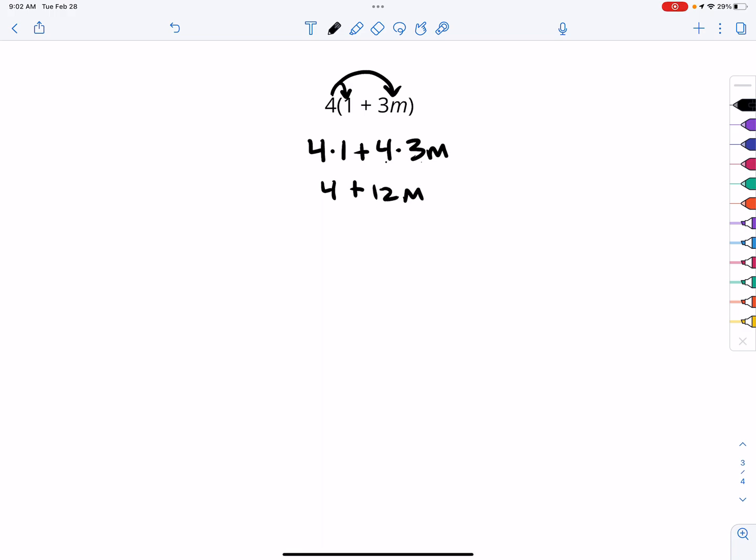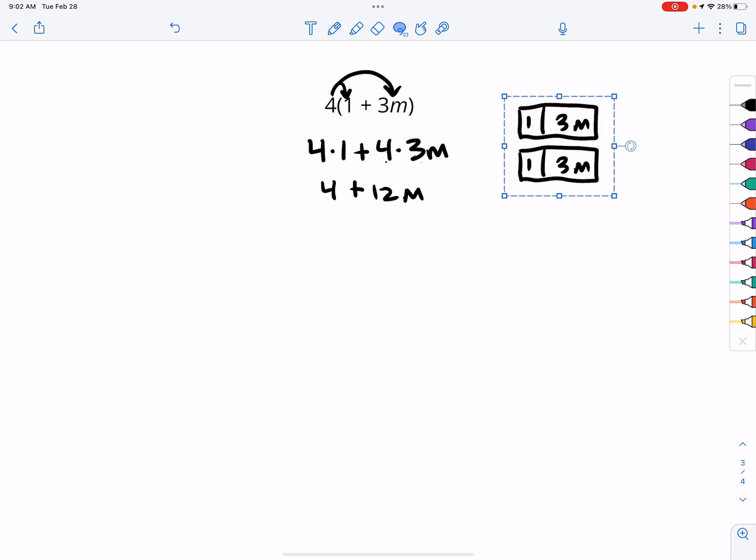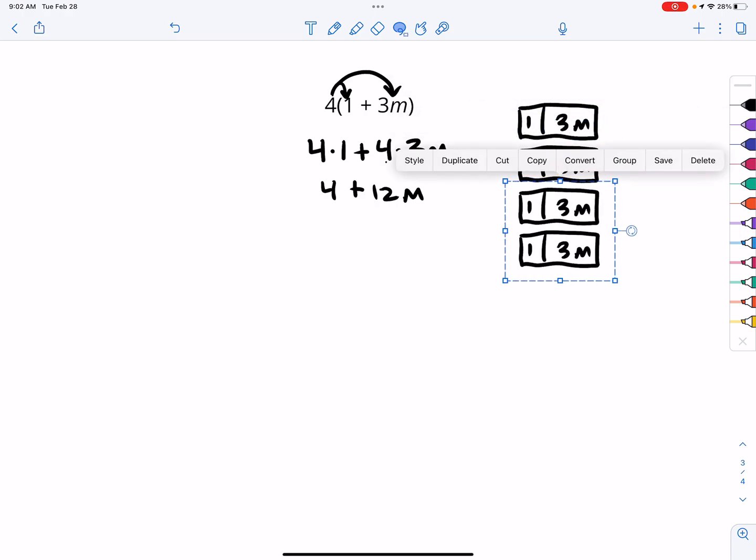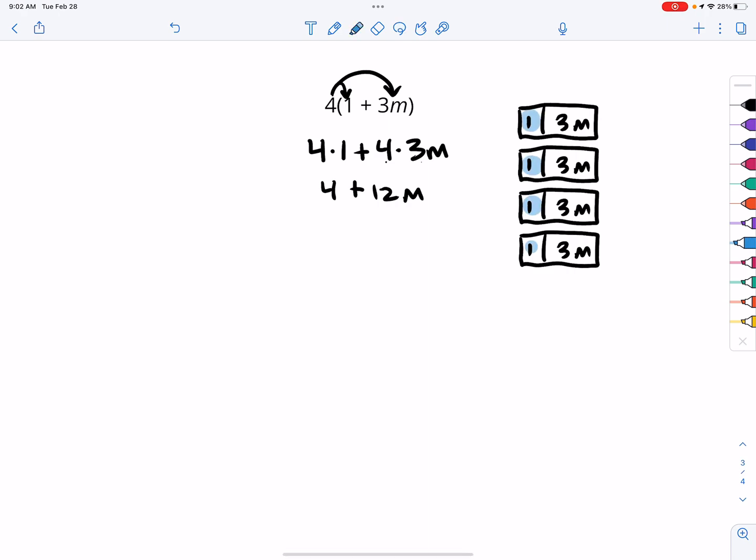Now I am going to do a quick picture to see how did I do. So if this is one group and it contains 1 and 3m, and I'm going to do that 4 different times. 1, 2, there's our 4. So we have 1, 2, 3, 4. And then we have 3, 6, 9, 12, 12m.